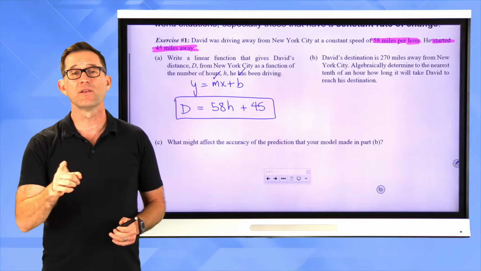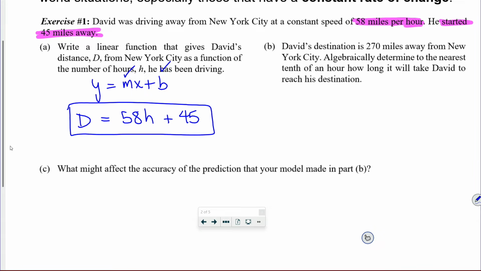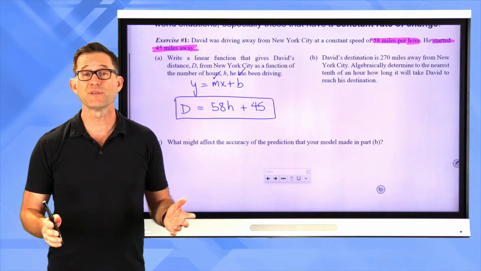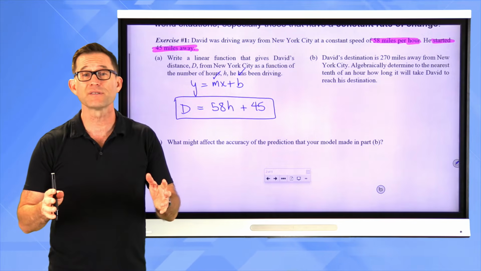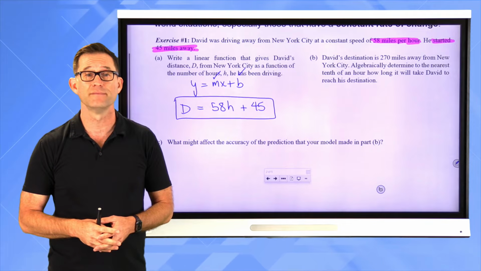All right, let's take a look at letter B. David's destination is 270 miles away from New York City. Algebraically determine, to the nearest tenth of an hour, how long it will take David to reach his destination. All right, well, see if you can do this. Pause the video now and see if you can find out to the nearest tenth of an hour how long it's going to take David.